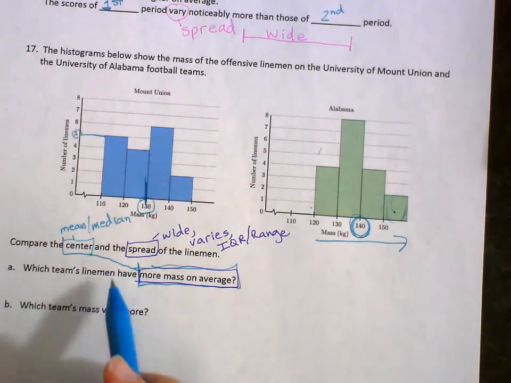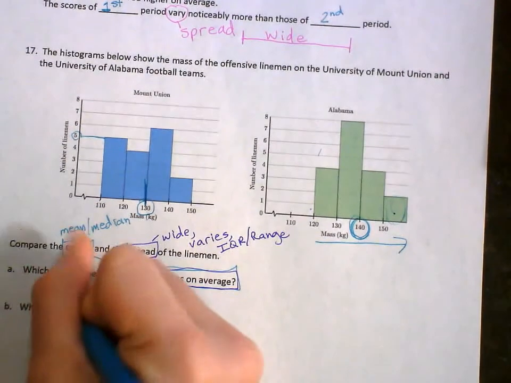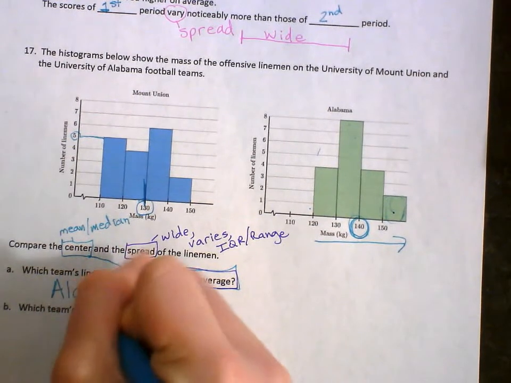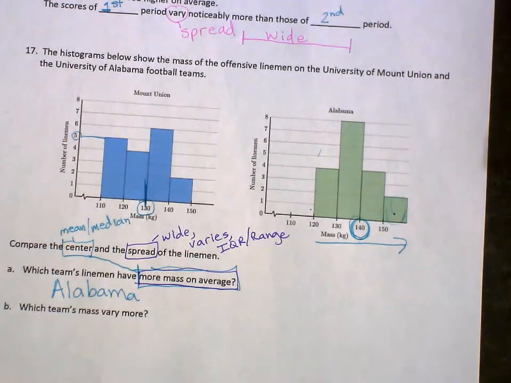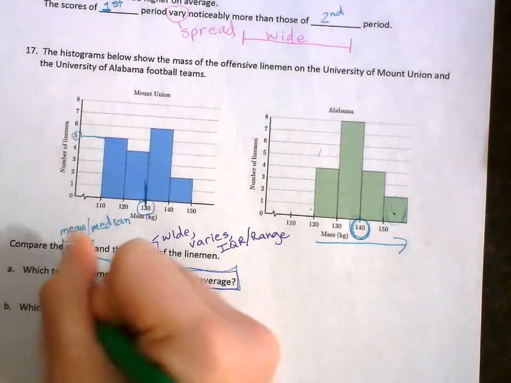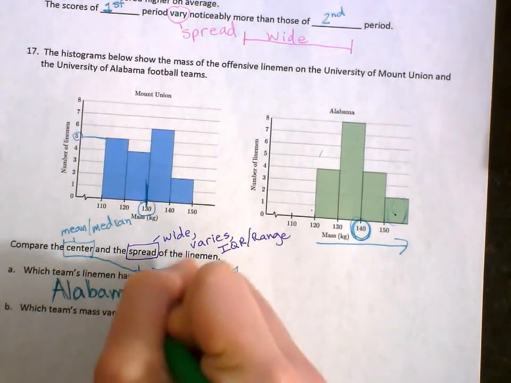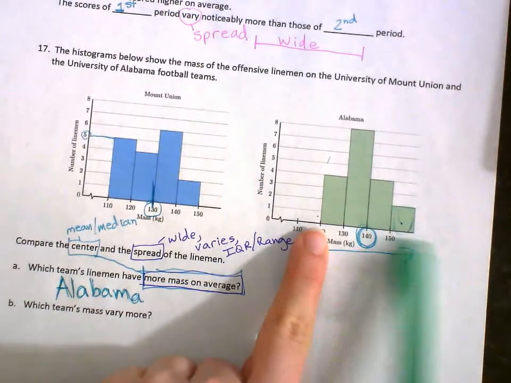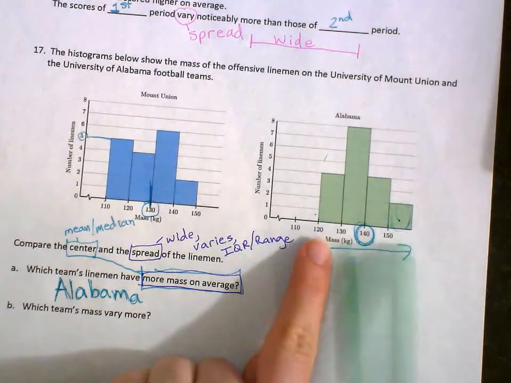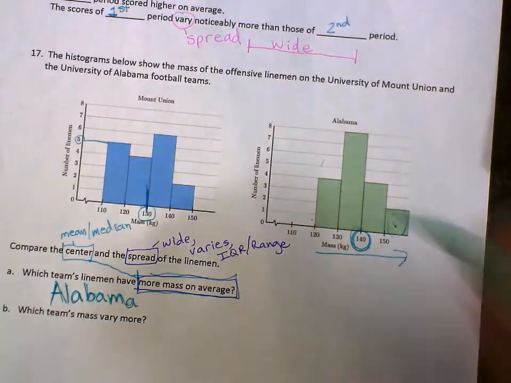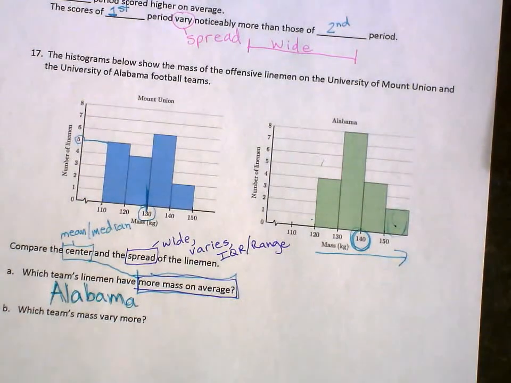So which team's linemen have more mass? Alabama. Could have done that in green because it's the green team. The green bars. Alabama, on average, are heavier. They're farther to the right. The heavier weight is farther to the right. The center is farther to the right.